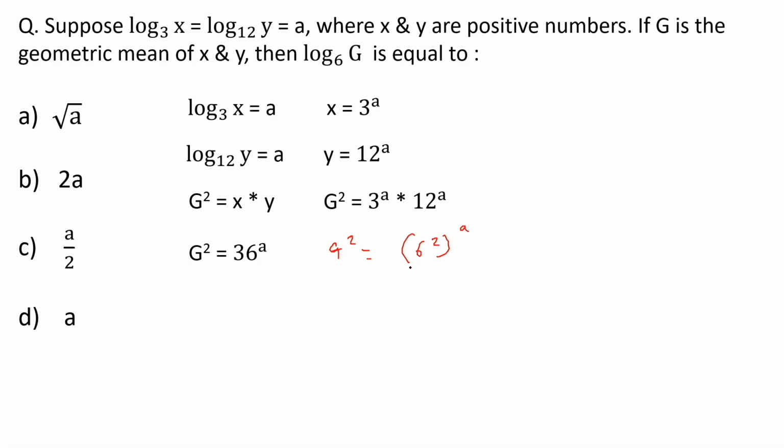Okay, or you can also say g square is 6 raised to a, the whole square, ये भी बोल सकते हैं हम लोग, right? Now take square roots on both sides. Okay, you will simply get g is equal to 6 raised to a. Okay, अब क्वेश्चन क्या बोलता है, find the value of log of g to the base 6.